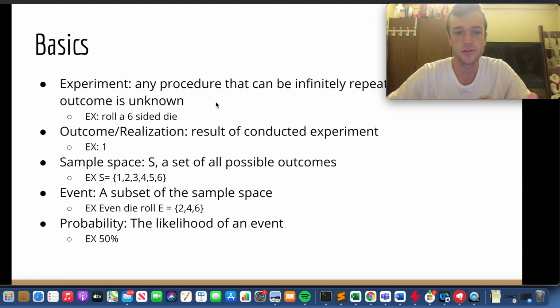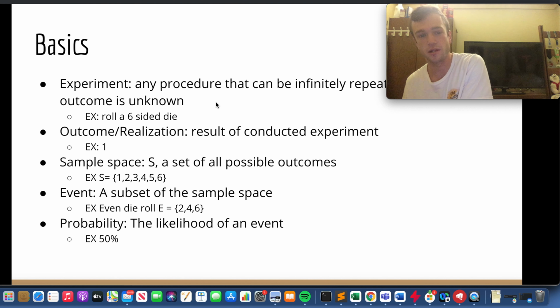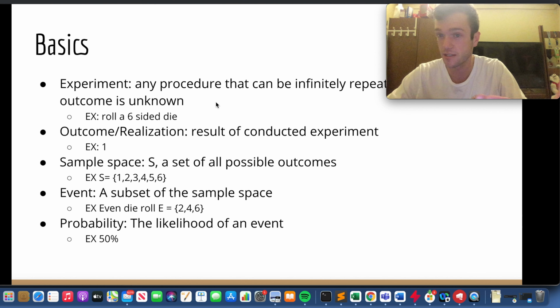Then the sample space is the set of all the possible outcomes. So for our six-sided die, it would be 1, 2, 3, 4, 5, and 6. Or if it was a coin, it would be heads or tails. An event is a subset of the sample space. The subset could be, for instance, all the even numbers. Then the probability is the likelihood of that event happening. For this example, it would be 50% for an even die roll.